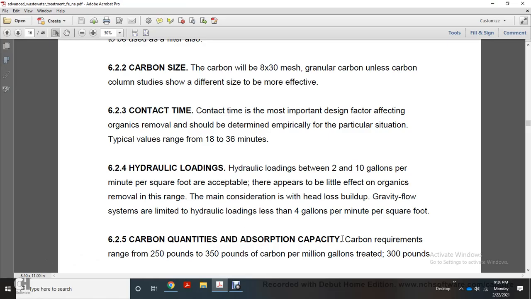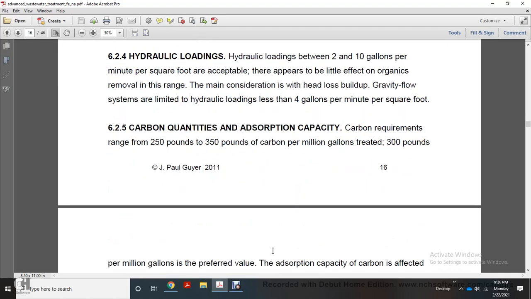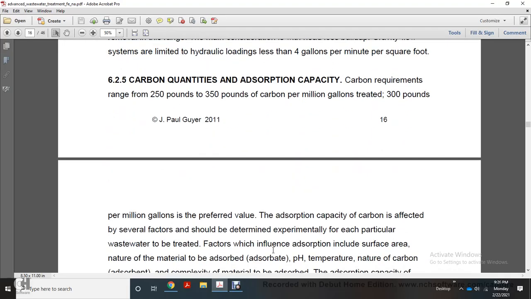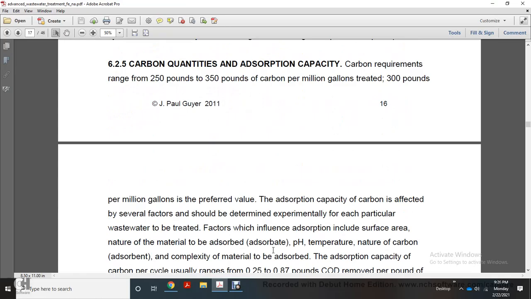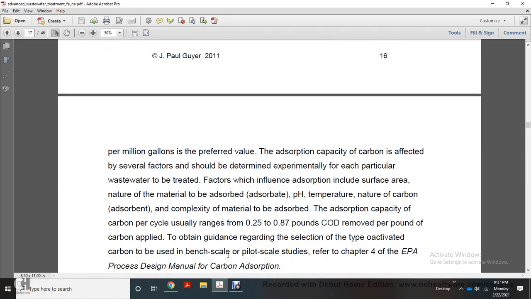Carbon quantities and adsorption capacity. Carbon requirements range from 250 pounds to 350 pounds of carbon per million gallons treated, with 300 pounds per million gallons the preferred value. Adsorption capacity. Each carbon is effective with several factors determined experimentally for each particular wastewater treated. Factors influencing adsorption include surface area, nature of the material to be adsorbed, pH, temperature, nature of the carbon adsorbent, and complexity of the material to be adsorbed.